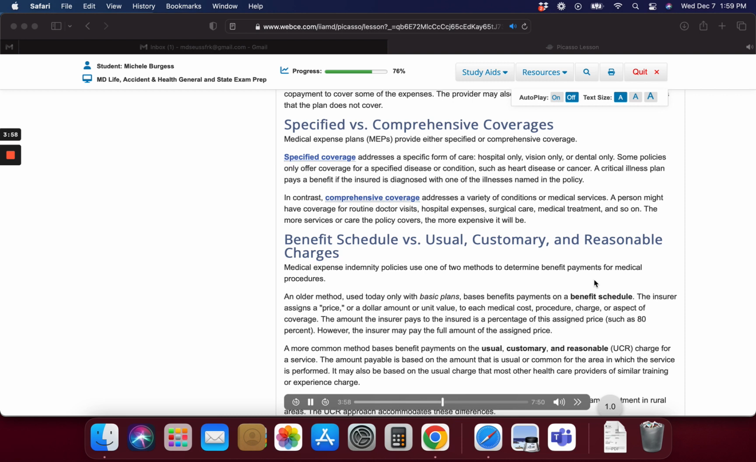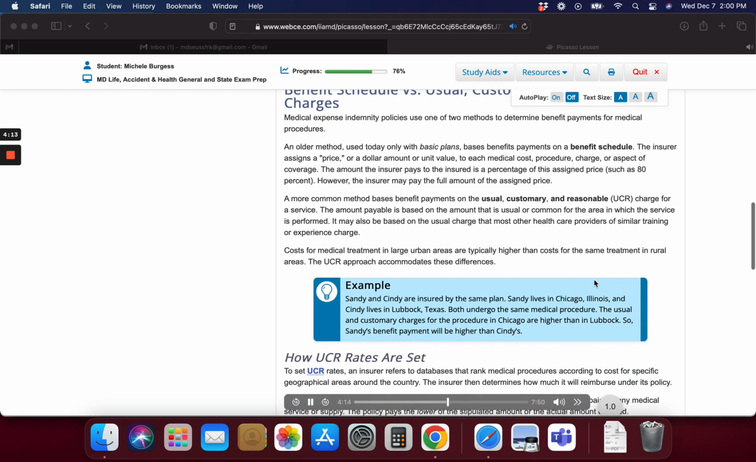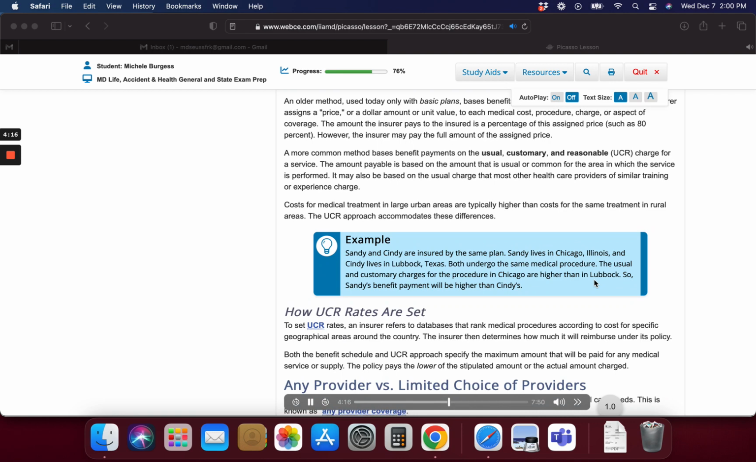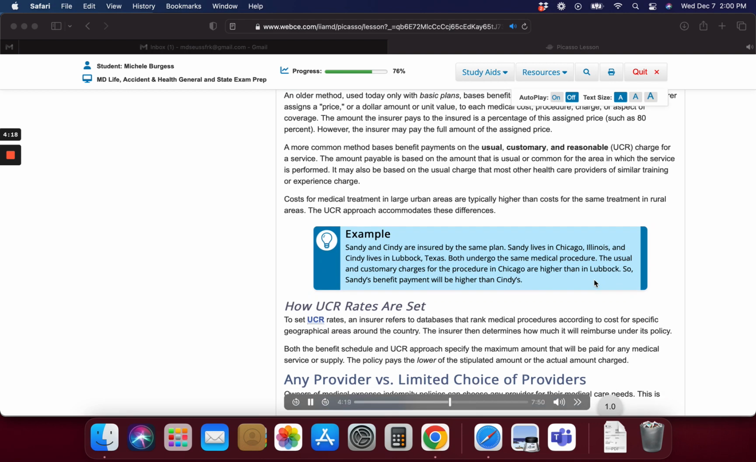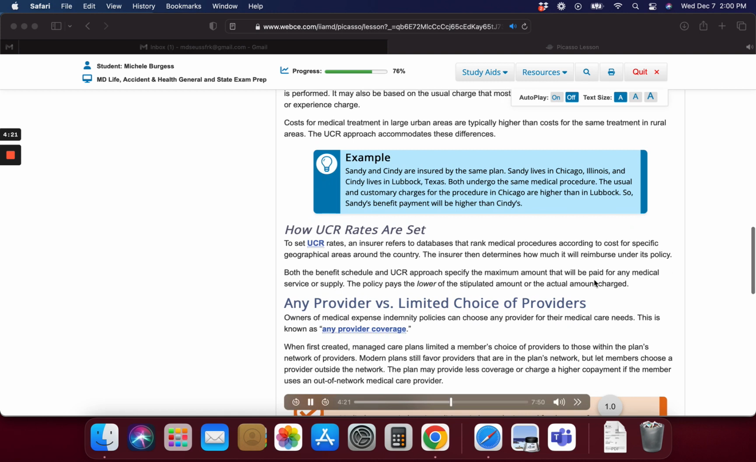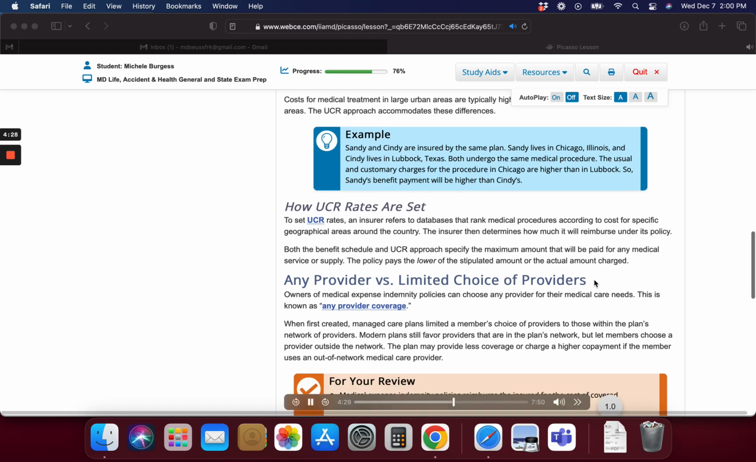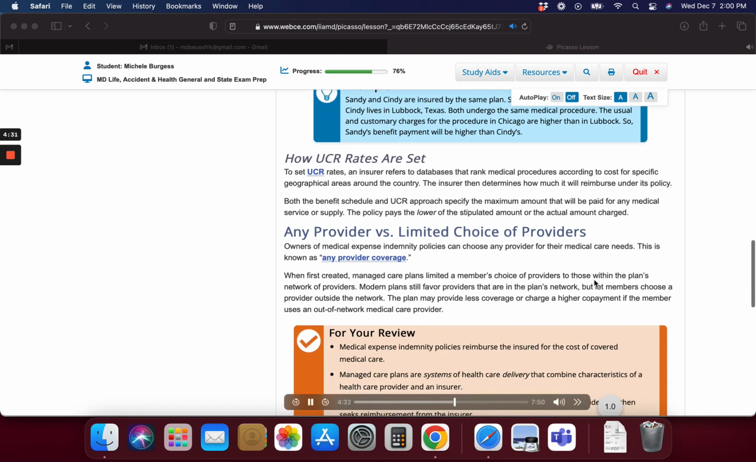Benefit schedule versus usual, customary, and reasonable charges. Medical expense indemnity policies use one of two methods to determine benefit payments for medical procedures. An older method, used today only with basic plans, bases benefit payments on a benefit schedule. The insurer assigns a price, or a dollar amount or unit value, to each medical cost, procedure, charge, or aspect of coverage. The amount the insurer pays to the insured is a percentage of this assigned price, such as 80%. However, the insurer may pay the full amount of the assigned price.